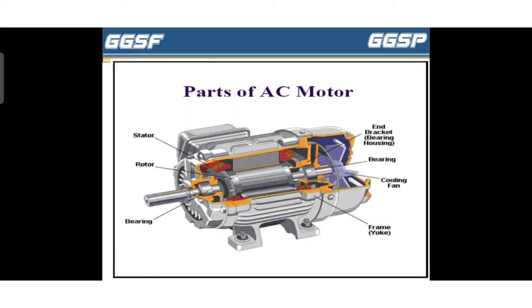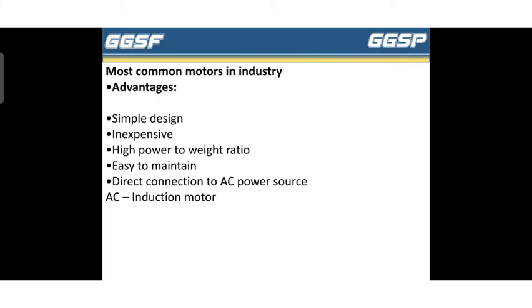These are the parts of an AC motor: stator, rotor, bearing, windings, cooling fan, frame, terminal box, eye bolt, etc. Most common motors used in industries. Advantages of AC motors: simple in design, inexpensive, high power to weight ratio, easy to maintain, direct connection to the AC power source, and the AC induction motor.